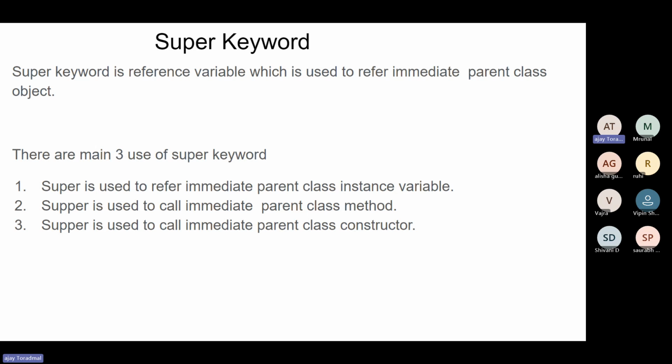So super is the reference keyword which is holding the parent class object, whereas this is holding the current class object. This is the difference between super and this. Super holds the immediate parent class object. Now there are majorly three uses of this particular keyword.